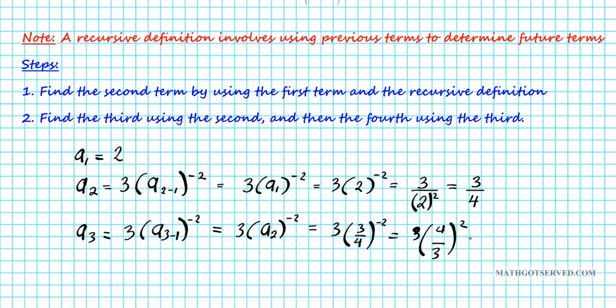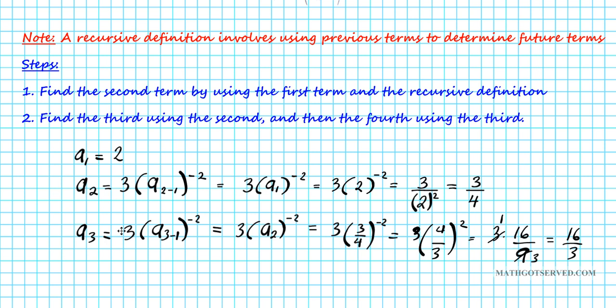Now let's go ahead and simplify this. We're going to have 3 times, now you have to square the top and the bottom. Don't just square the top. 16 over 9. 3 goes here 1, 3 goes here... uh-oh, what am I doing? 3 goes there 3 times. Where did 27 come from? 3 goes there 3 times. So our answer here is 16 over 3.